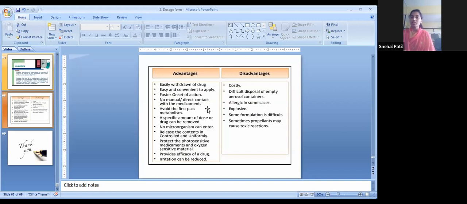The next is the specific amount of dose or the drug can be released. जेवढा पाहिजे तेवढा ते स्पेसिफिक अमाउंट मध्ये तो डोस रिलीज होतो किंवा ड्रग रिलीज होतो. So no microorganism can enter.